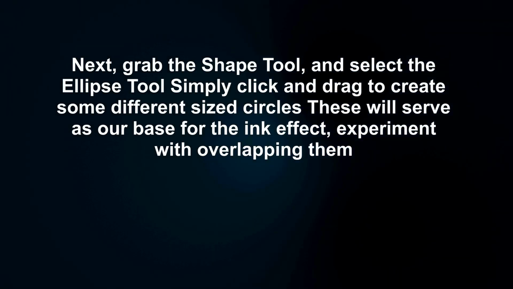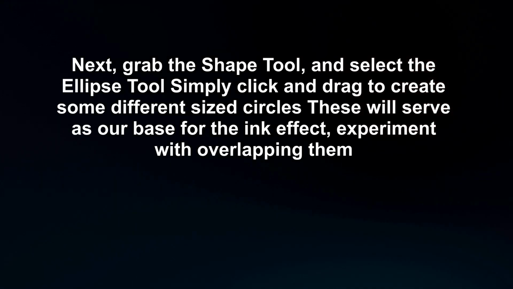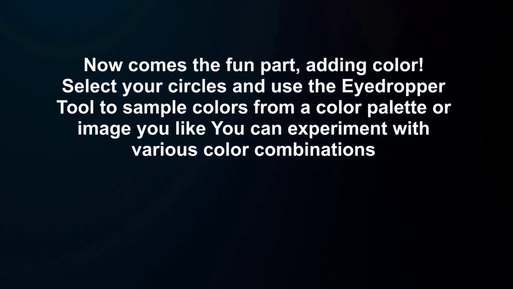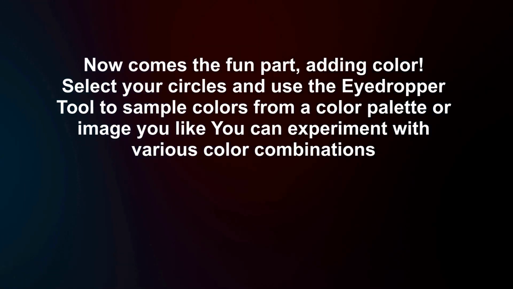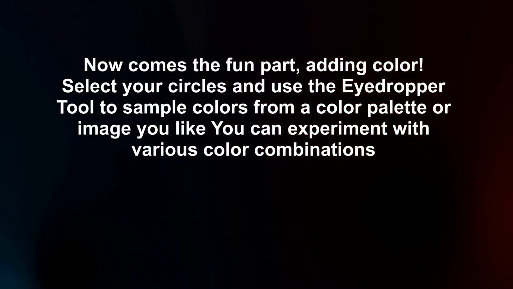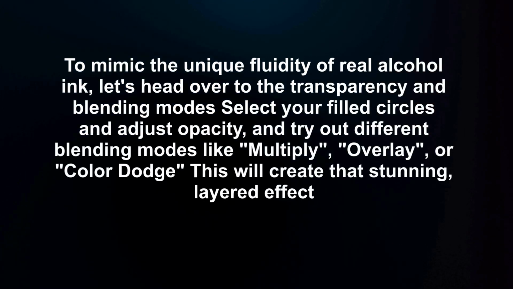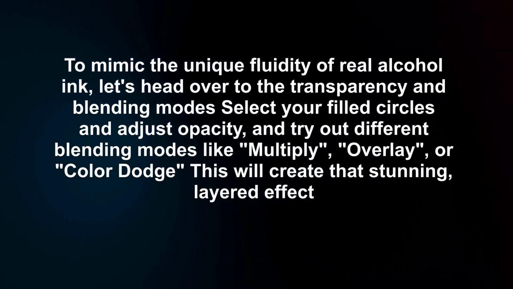Simply click and drag to create some different size circles. These will serve as our base for the ink effect. Experiment with overlapping them. Now comes the fun part, adding color. Select your circles and use the eyedropper tool to sample colors from a color palette or image you like. You can experiment with various color combinations to mimic the unique fluidity of real alcohol ink.